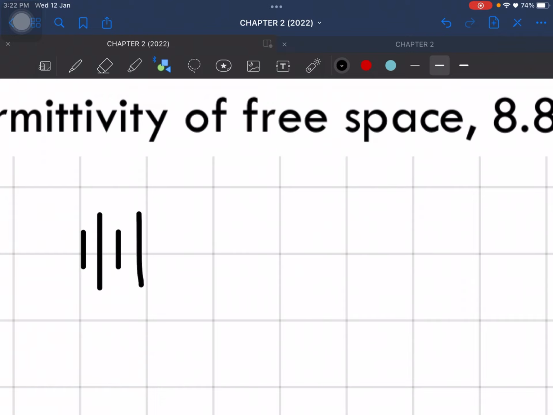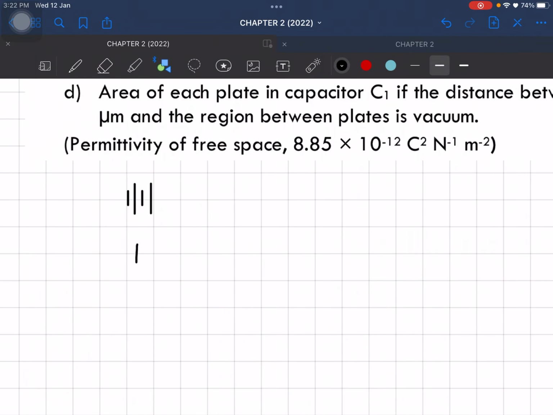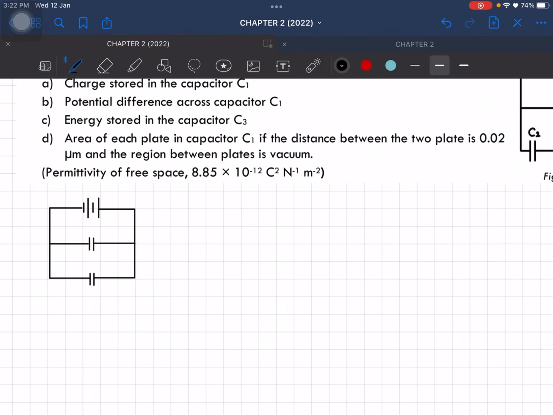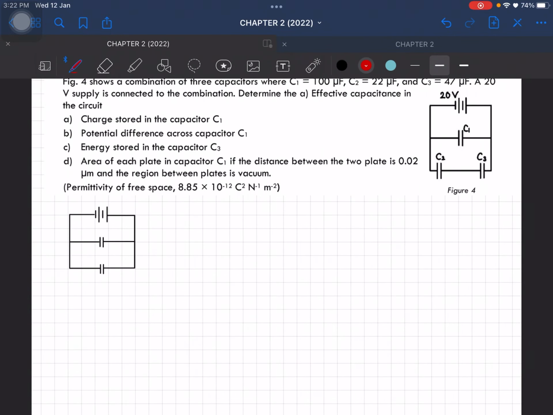Skip this part. Yeah, this is taking up your time. So gitu. Okay, so that is the simplified circuit.